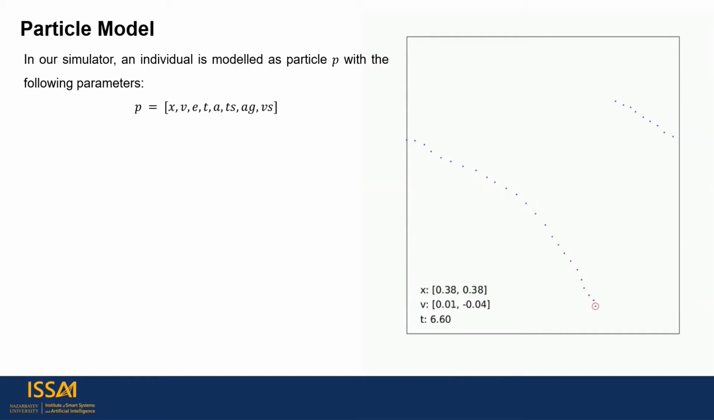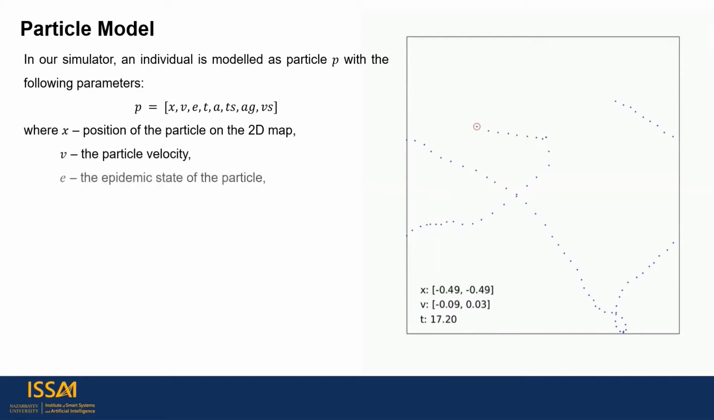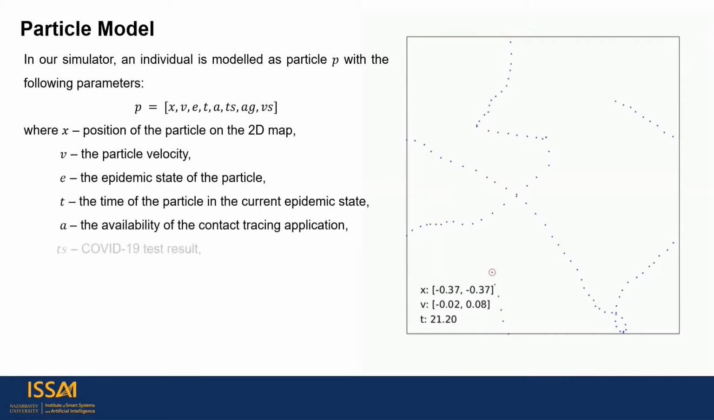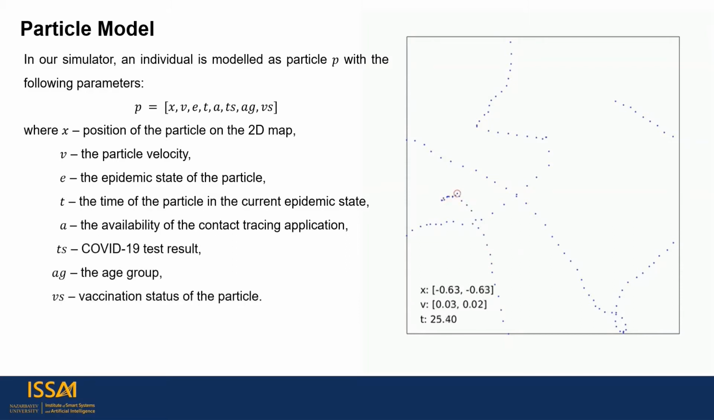Each individual is modeled as a particle that moves on a 2D map representing a certain area, as shown in the box on the right, and gets infected if they come to the infectious particle closer than a predefined physical distance, or contact threshold in this context. Particles have the following parameters: location, velocity, epidemic state, time at the current epidemic state, availability of the contact tracing application, testing result, age group, and vaccination status. We added age differentiation to this model to account for the age-based fatality rate and to perform age-based vaccination cases.